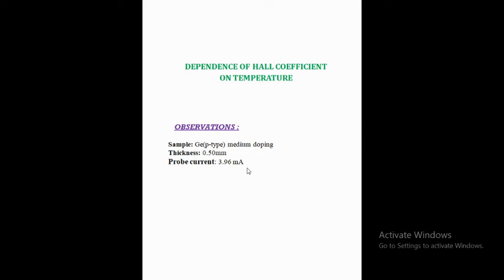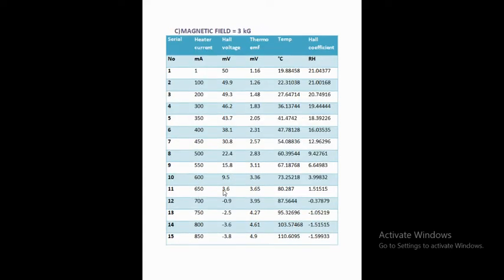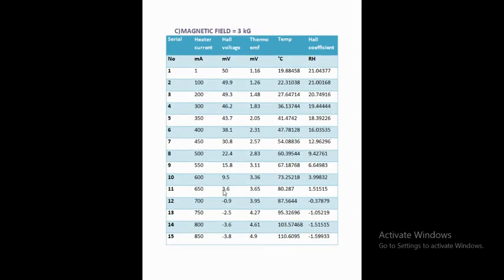We took a germanium p-type sample with medium doping of thickness 0.5 millimeter and probe current 3.96 milliampere, and we took the data for three types of applied magnetic field, namely 2.2 kilogauss, 2.5 kilogauss, and 2.3 kilogauss. For all three types, we varied the heater current, got the corresponding thermo EMF, and measuring the Hall voltage, we get the Hall coefficient.